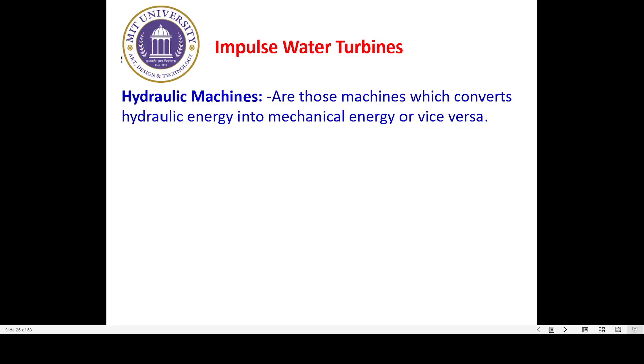Hydraulic energy is basically nothing but the energy possessed by the water, and that energy can be converted into mechanical energy. This mechanical energy obtained can be further converted into electrical energy as per the requirement. Hydraulic machines are also those machines where mechanical energy can be converted into hydraulic energy. So these machines convert hydraulic energy into mechanical and vice versa as well.